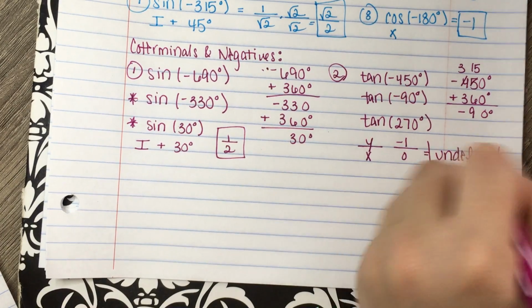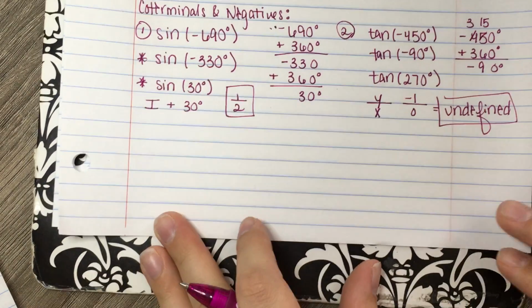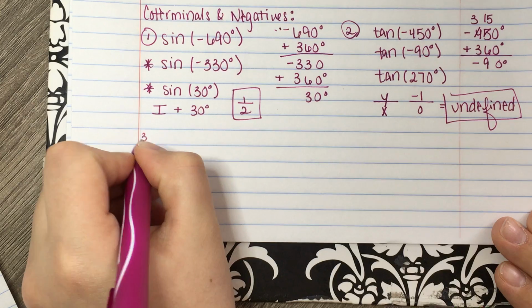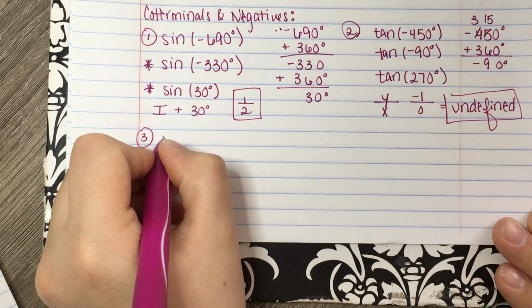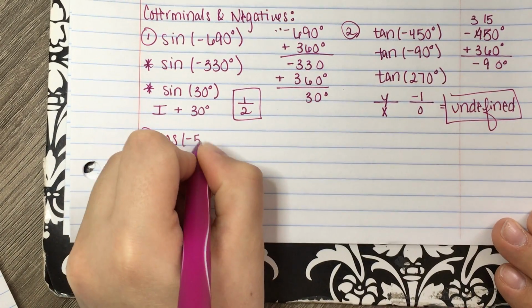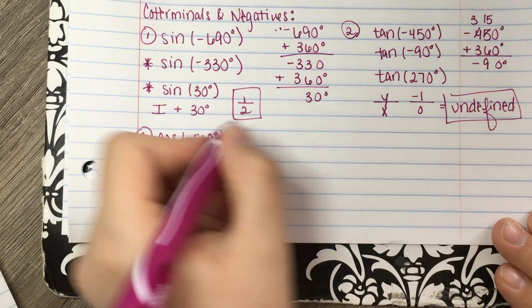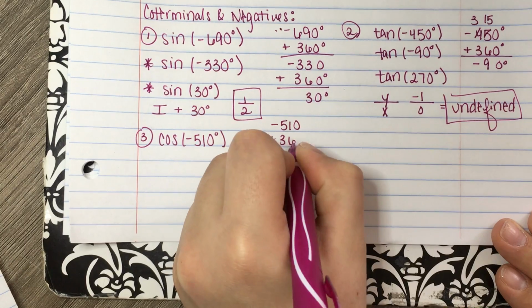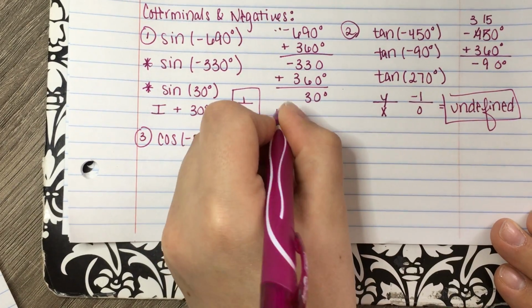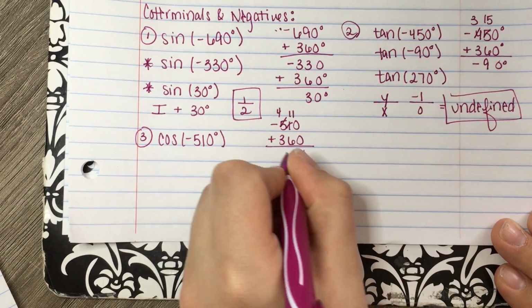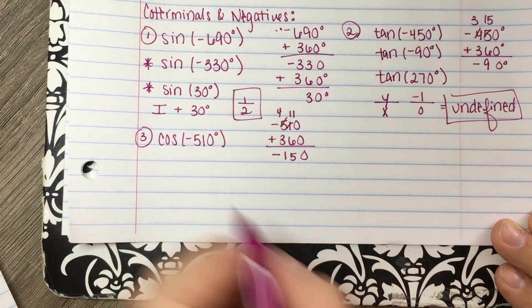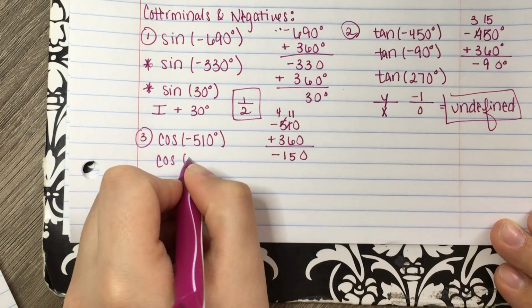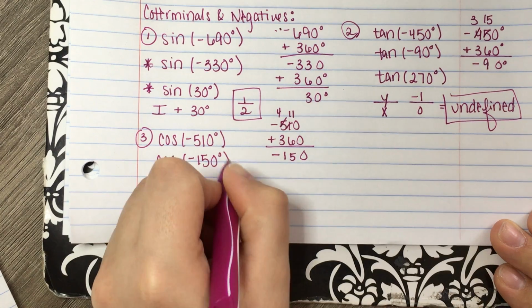All right, here are the last 2 examples in this video. Don't go anywhere. Number 3, cosine of negative 510 degrees. All right, so we're going to take negative 510 degrees and we're going to add 360. I know that I can subtract these 2 and take the sign of the bigger number, which is the 510. And when I add 360, I get negative 150.